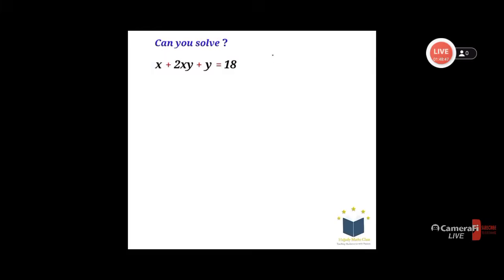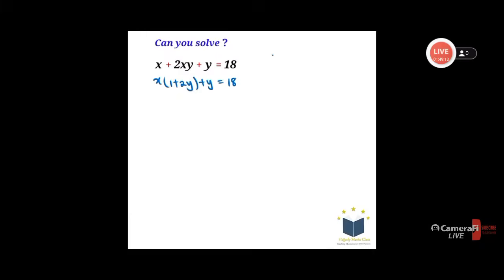So doing this, the first thing we need to do is to factorize x. So here we're going to have x into bracket 1 plus 2y, plus y equals 18. Now looking at this, we can see that there's nothing for us to factorize here, so we do this.